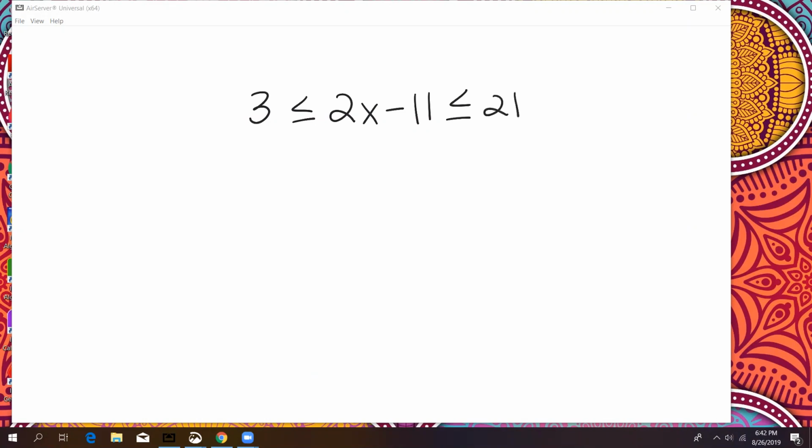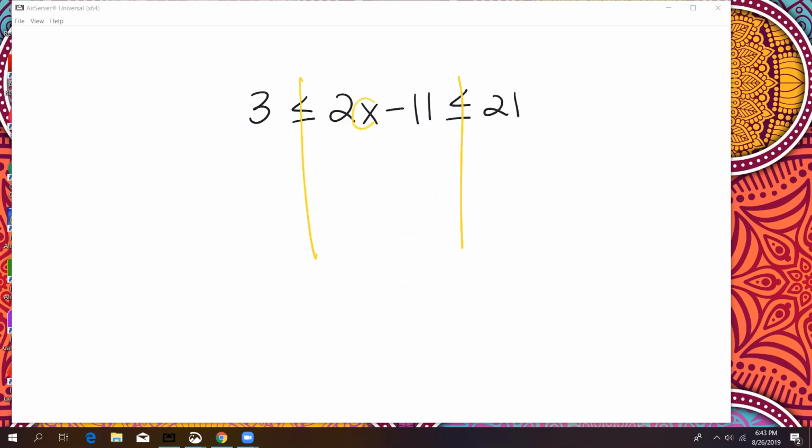Okay. So this is a compound inequality. You have 2 inequalities in here together. You have this inequality and you have this inequality. So when you solve it, whatever you solve, it has to satisfy both conditions. Okay. So we're going to solve this, but instead of having the left and right, we have the left, the middle, and the right. So whatever we do to the middle, we have to do to all 3 sides.